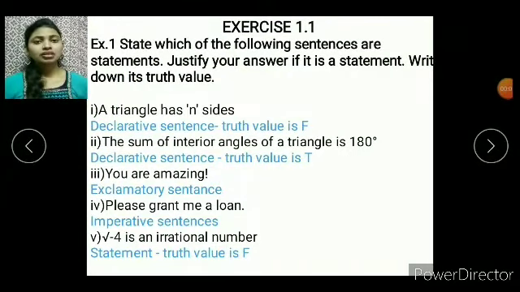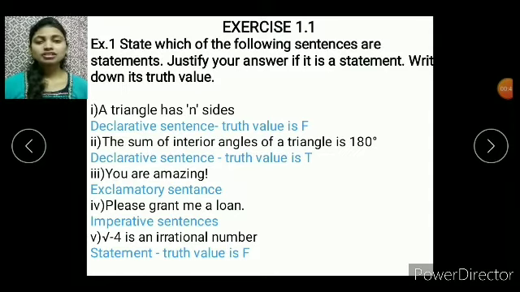Exercise 1. State which of the following sentences are statements. Justify your answer. If it is a statement, then write down its truth value. Question 1. A triangle has n sides. This is a declarative sentence, and the truth value of this statement is false because a triangle has 3 sides only. Next, the sum of the interior angles of a triangle is 180 degrees. It is a declarative sentence, and the truth value of this statement is true. It is denoted by the letter T.